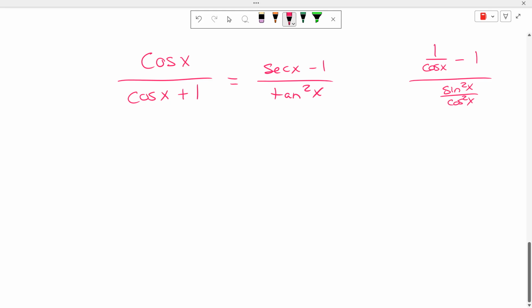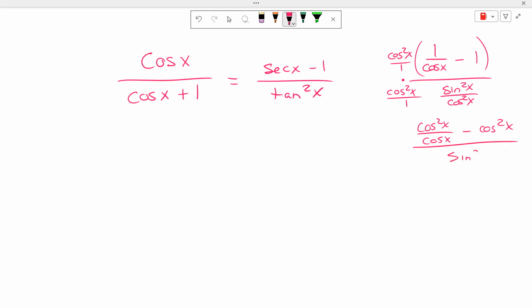So then what she probably wants to do next is to multiply by cosine squared x over 1, the denominator of the denominator. Sure, we can do that, Audrey. So Audrey gets cosine squared of x over cosine of x minus cosine squared of x over sine squared of x, which is fairly complicated yet, but let's just stop right there.